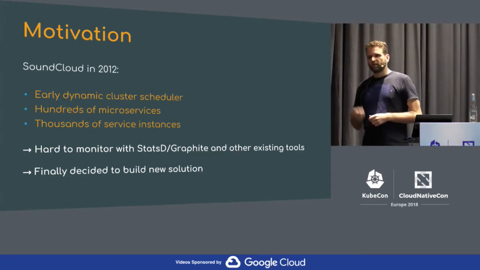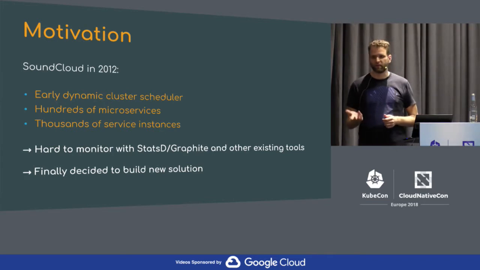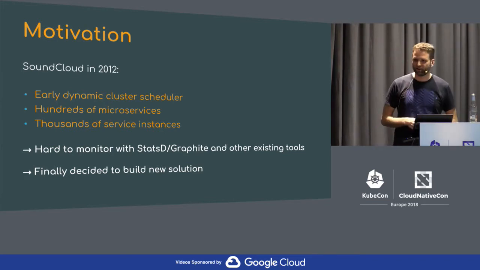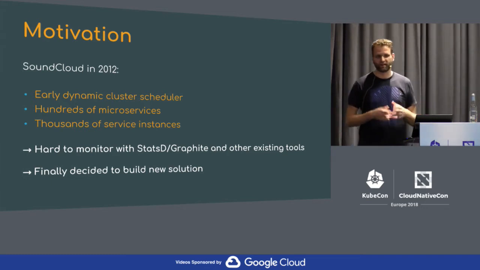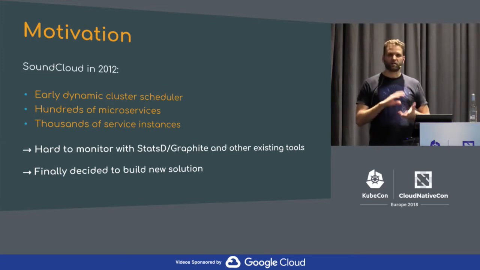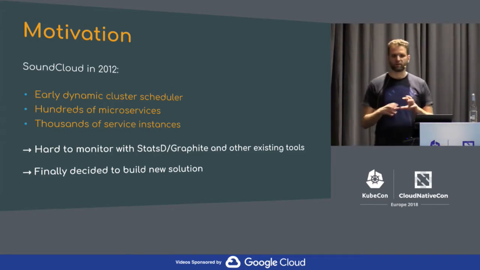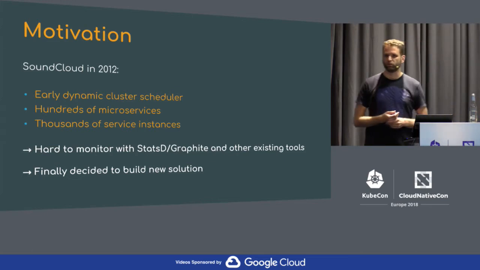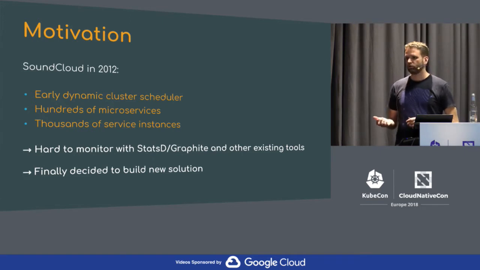So yeah, the motivation was really that SoundCloud already had this in-house built cluster scheduler. They had hundreds of microservices, thousands of instances, and we were just trying to figure out why SoundCloud was down all the time or slow or whatever. And it was very hard. If there's a latency spike, the existing monitoring tools back then, Graphite, StatsD, Ganglia, New Relic, et cetera, either in terms of the data model or the query language or the amount of history they could take into account, didn't really give us the detailed insight that we needed to figure out what exactly was going wrong. So finally, we decided to build a new solution, which eventually became Prometheus, to tackle all these issues.